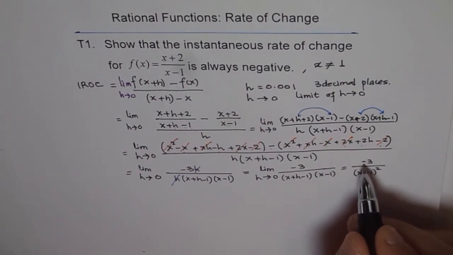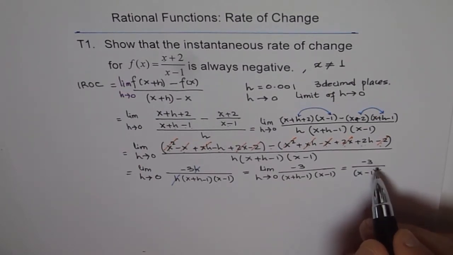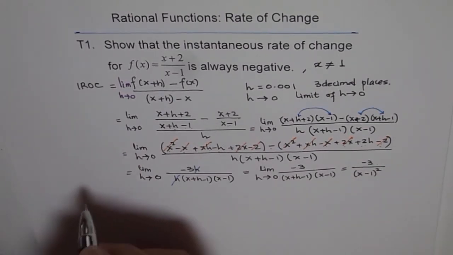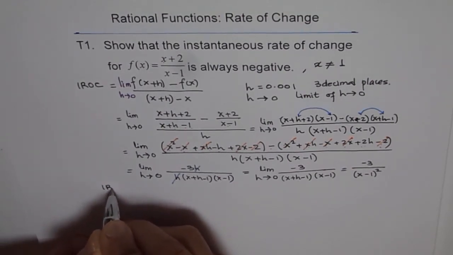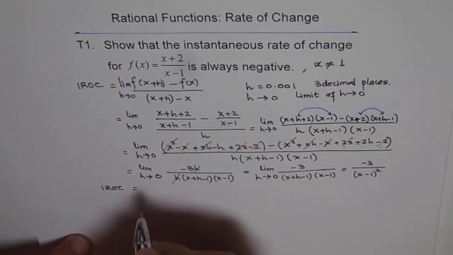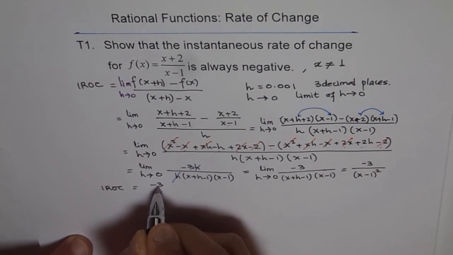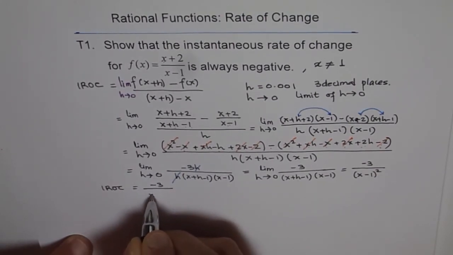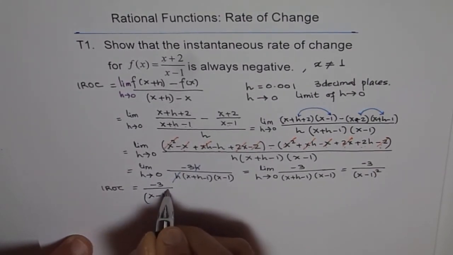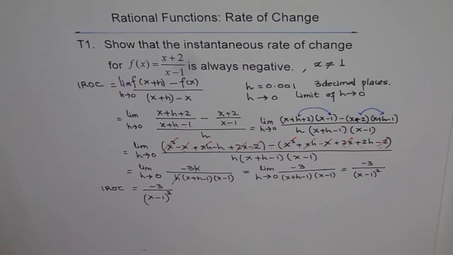And numerator has got this minus 3. So the whole expression will always be negative. So what we land up with, that instantaneous rate of change for this function in general can be written as minus 3 over x minus 1 whole square. So that is what we get.